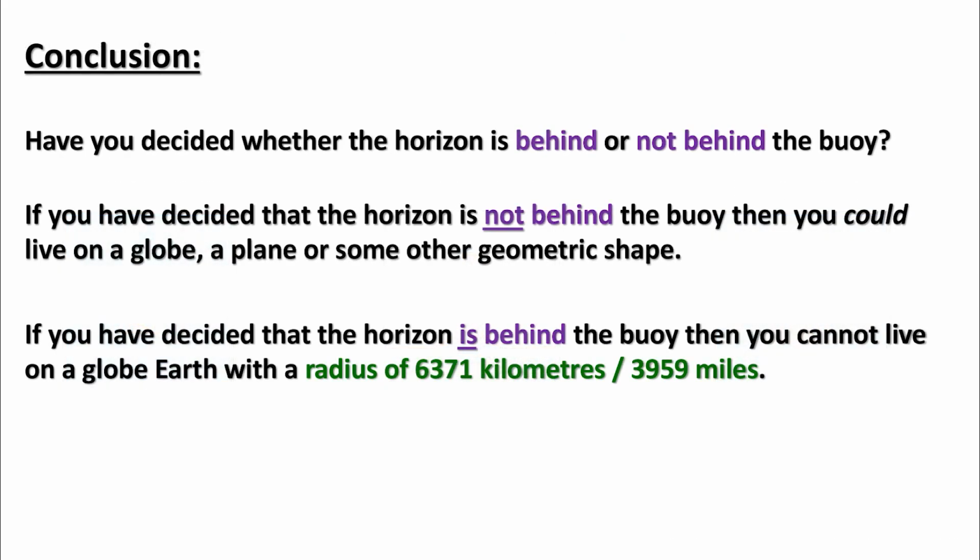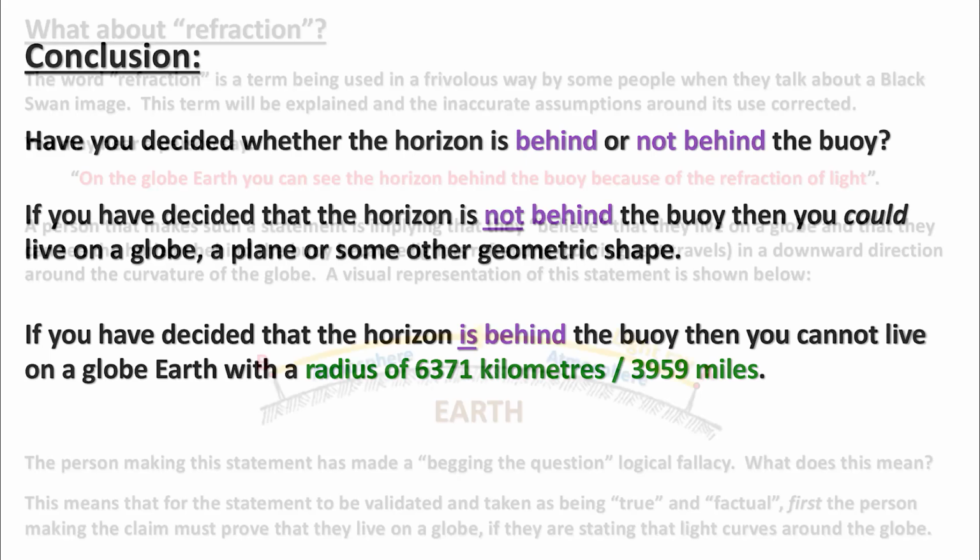Conclusion. Have you decided whether the horizon is behind or not behind the buoy? If you have decided that the horizon is not behind the buoy, then you could live on a globe, a plane, or some other geometric shape. If you have decided that the horizon is behind the buoy, then you cannot live on a globe, Earth, with a radius of 6,371 kilometers or 3,959 miles.